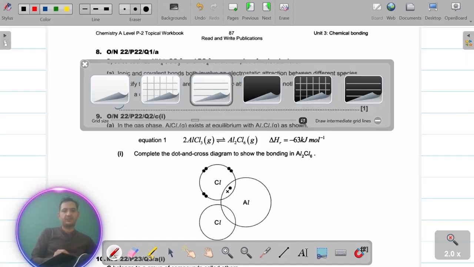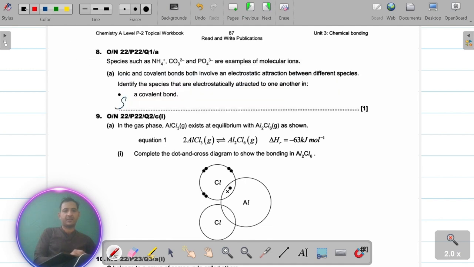Shared electrons, and you can write nuclei. So these are the three species.